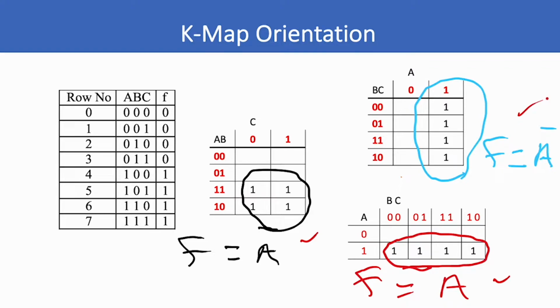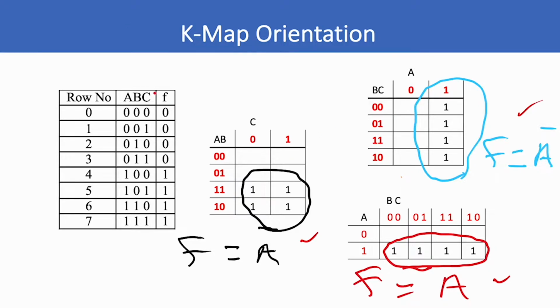So bottom line is, for this 3 variable map, it doesn't matter how you orient the A, B, and C. In fact, some people will talk about it one way, and some people will talk about it another way. Some people will lay it out either one of these 3 different ways, and they're all correct. So it doesn't make any difference.